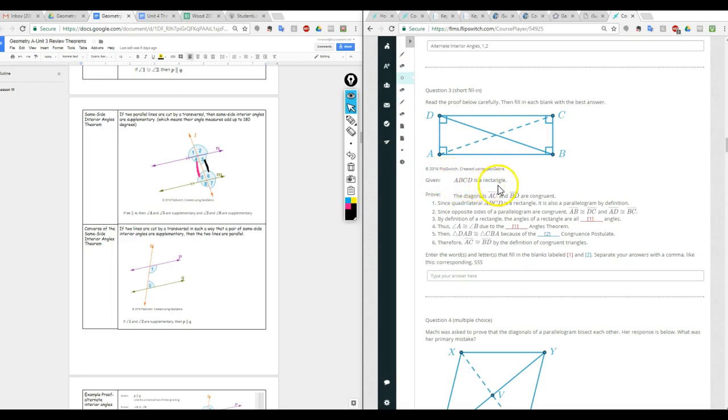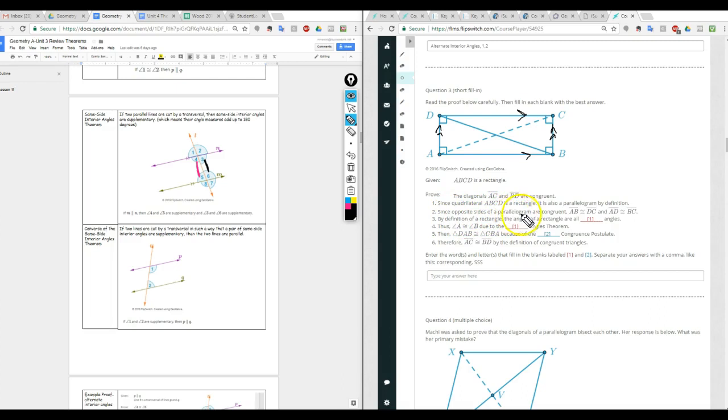Given ABCD is a rectangle, prove that the diagonals AC and BD are congruent. So we want to prove that they're the same length. Since quadrilateral ABCD is a rectangle, it is also a parallelogram by definition. So that means we know that DC is parallel to AB and AD is parallel to CB.